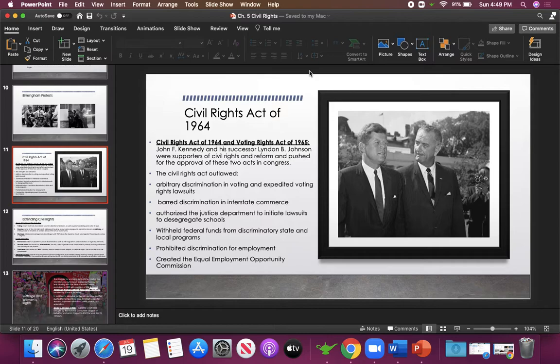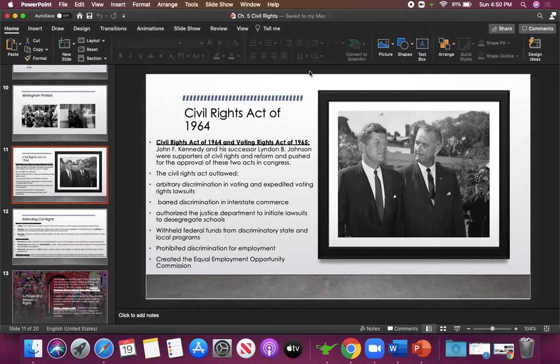He writes letters with Dr. King and meets with different leaders of the civil rights movement. Unfortunately, JFK will be assassinated in 1963 and does not live to see the progress that is made through these two pieces of legislation. His vice president, LBJ, Lyndon Johnson, comes into office after Kennedy's assassination and very quickly makes these two acts a priority of his administration. In some respects to honor JFK, and in some respects because he believed they were right.